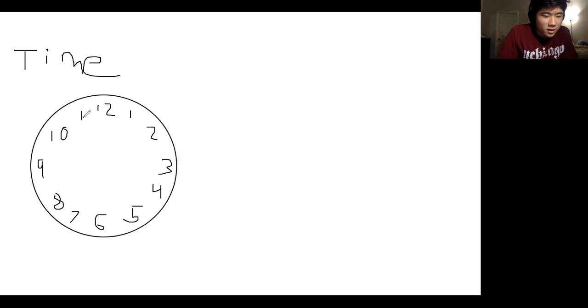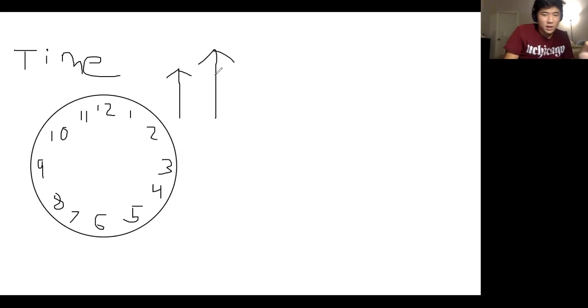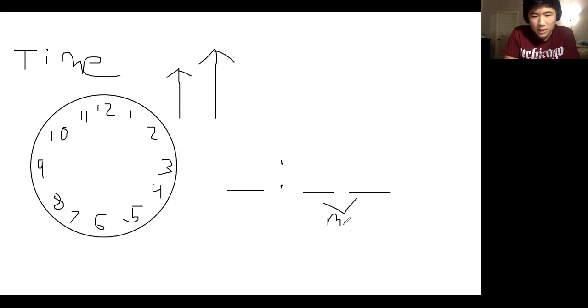So you have a standard clock here, and you have an hour hand and a minute hand. The hour hand is shorter than the minute hand, and the hour hand tells you what the hour is. So the format we talk about time is something o'clock separated by this colon. And then what we have here are the minutes, and then what we have here is the hour.